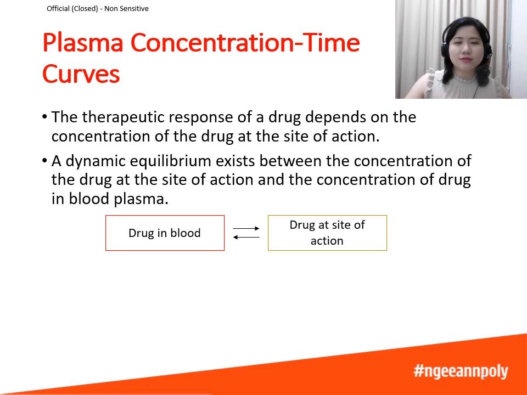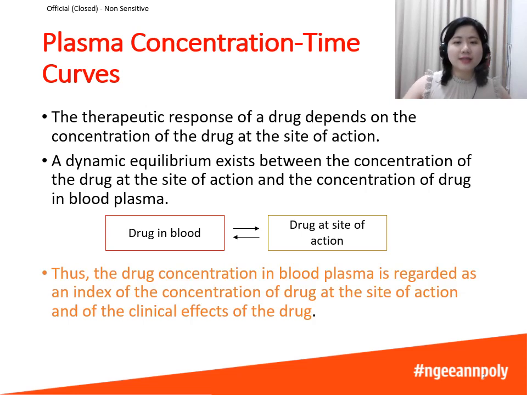An alternative would be to measure the concentration of the drug in the blood. The concentration of drug in the blood is in equilibrium with the concentration of drug at the site of action. Therefore, we can take the drug concentration in blood plasma as an index of the concentration of drug at the site of action. It also reflects the clinical effects of the drug.